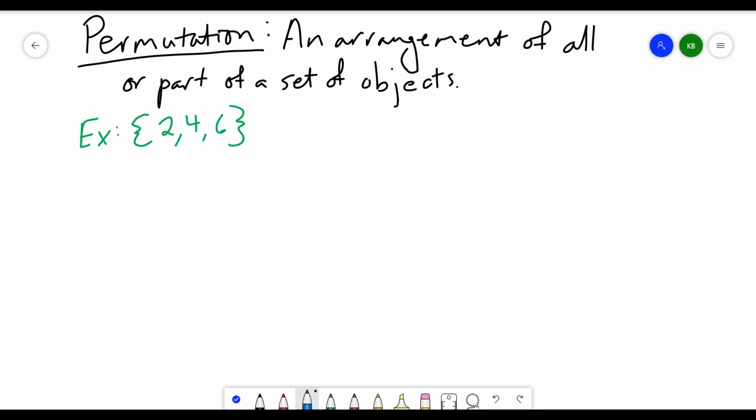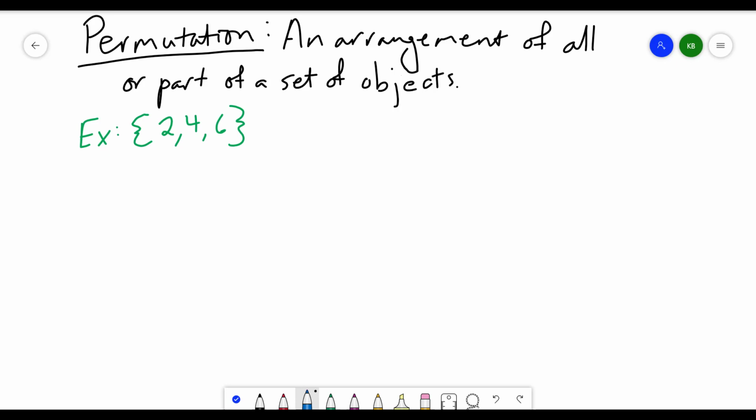Stepping up our difficulty of counting a little bit, we have a thing called a permutation. A permutation is an arrangement of all or part of a set of objects. So when we do this, the order matters. So we're talking about the arrangement, and we care what comes first, what comes second, and what comes third.